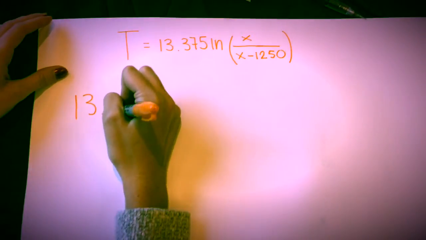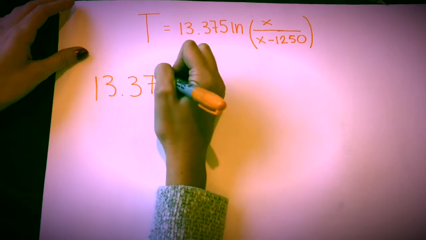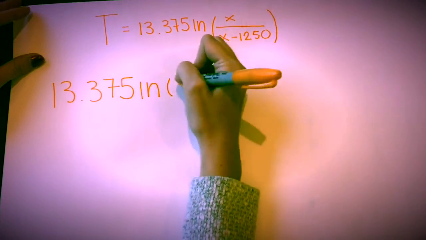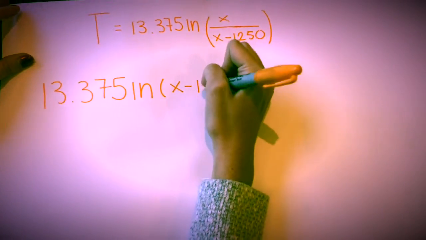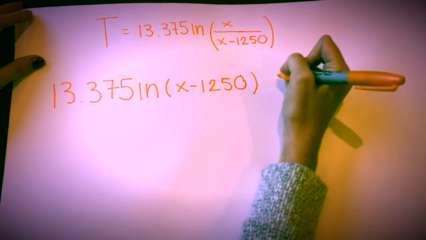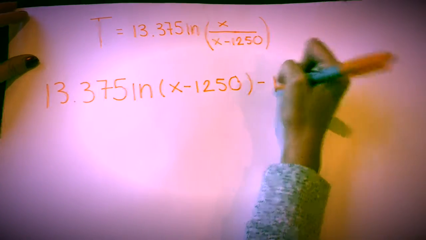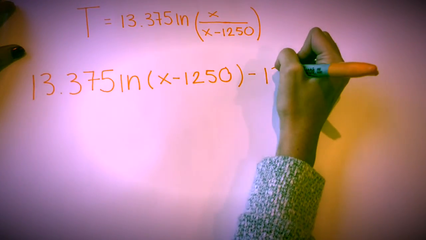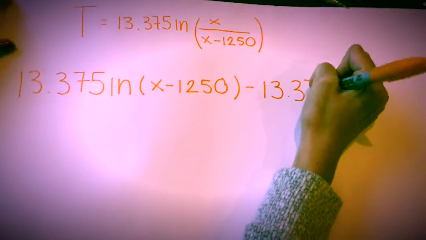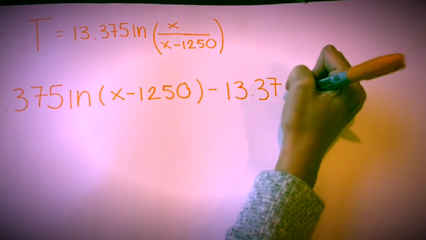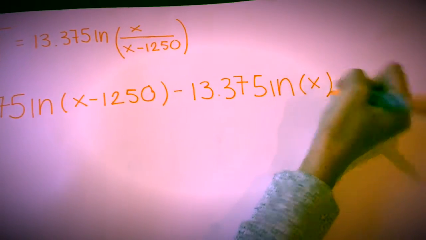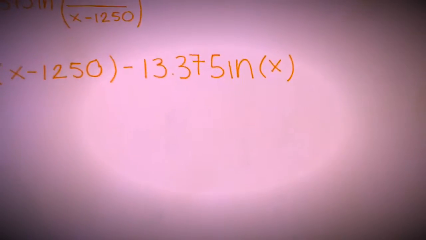Remember the rules from first semester? Well, that's what we're going to do here. For everything that is dividing, it's going to pass subtracting. So 30.375 natural logarithm of x minus 1,250, minus, because it's dividing, 30.375 natural logarithm of x. Then we're going to find the derivative. The derivative of natural logarithm is u prime over u.